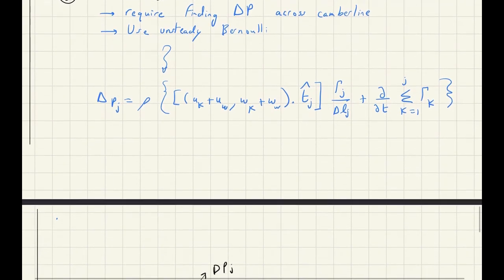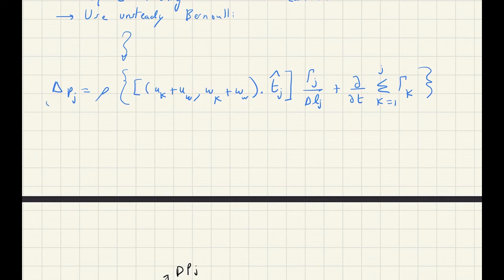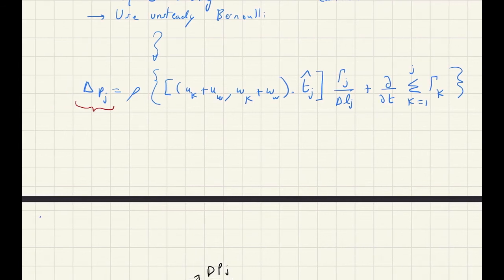So going over each term, the delta Pj here is the differential in pressure on the camber line for panel J, or essentially across vortex J. So it is the difference in pressure between the upper and lower surface for the jth panel, or jth bound vortex.